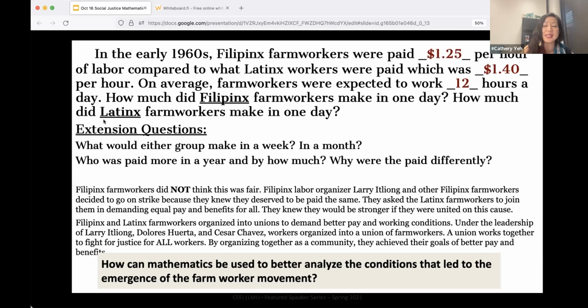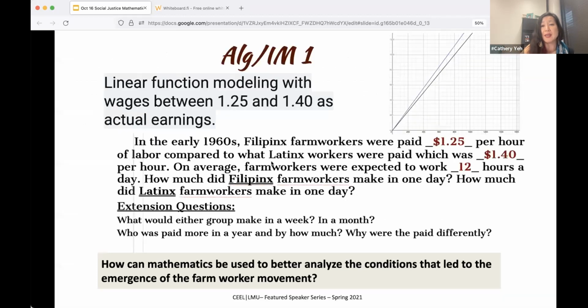So this was a slide developed by Gloria, where she looked up information. She found out it was $1.25. And then their goal was to be paid $1.40. And that on average, they were asked to work about 12 hours a day. And later on, she found out that around sharing rent with others, it was about $50 a month for rent. Okay. So she built a context-based problem around that.